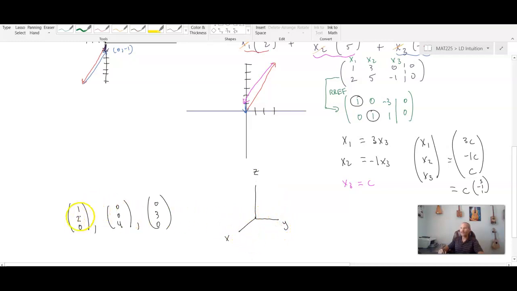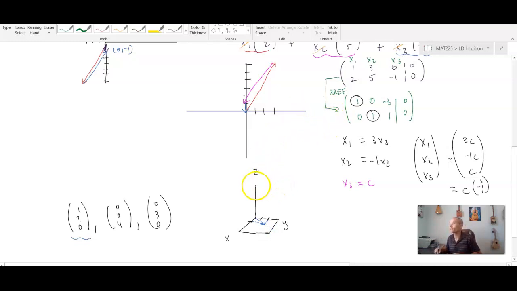So 1, 2, 0 will be 1 unit in the x direction, 2 units in the y direction, 0 units in the z direction. So that's going to be this vector here. So 1 unit this way, 2 units, and then the vector is going to be lying inside of that xy plane, as if this vector were lying on the floor in this three-dimensional space.